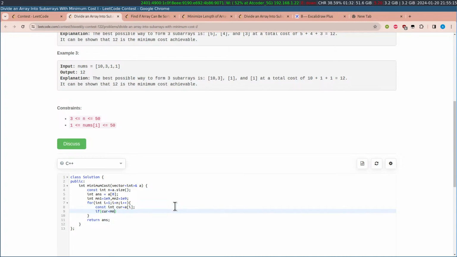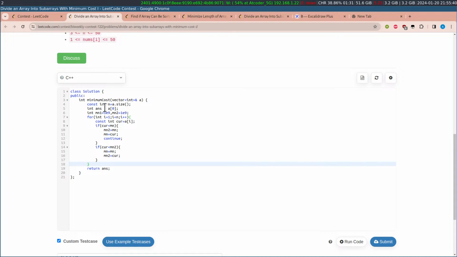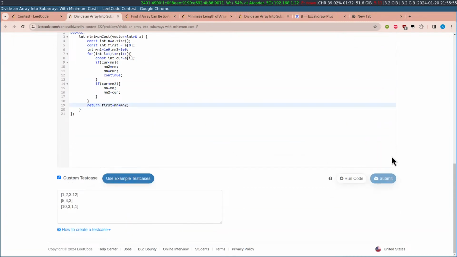If the current element is less than minimum, then second minimum is the current minimum, and minimum would be current. Otherwise, if current is less than second minimum, then minimum remains minimum, although it doesn't do anything, and the current element becomes the second minimum. Then you can print first plus minimum plus second minimum. This will also give an AC for this one.